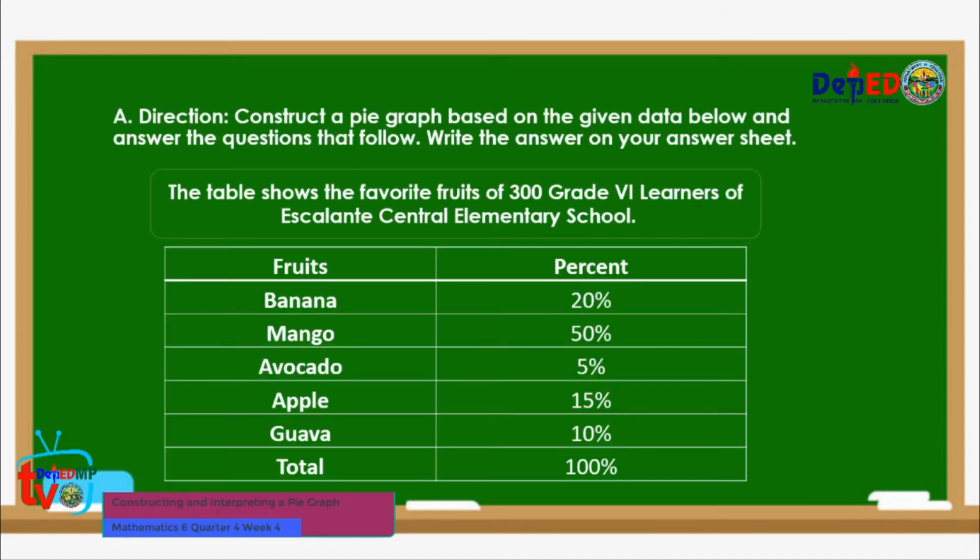You are now in what I can do level. Letter A, direction. Construct a pie graph based on the given data below and answer the questions that follow. Write the answer on your answer sheet. Okay, the table shows the favorite fruits of 300 grade 6 learners of Escalante Central Elementary School. You have 5 seconds again to make your pie graph.